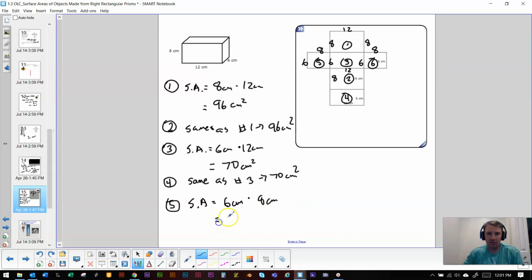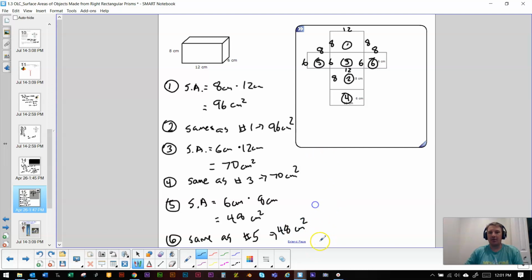Okay? And that equals 48 centimeters squared. And guess what? Number 6 on the right side is exactly the same as number 5, which is 48 centimeters squared. Now let's put it all together, okay?